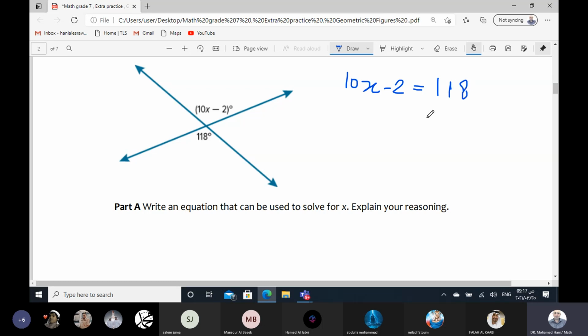This is the equation. Now I want all of you to try to find the solution of this equation, to know what is the value of x. Start, please. The value of x is 12. Okay, thank you, Falah. Who has a different answer? 12, I say. Thank you, Abdullah. Who has a different answer?